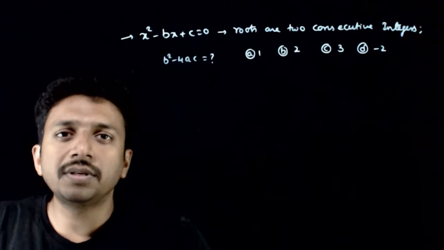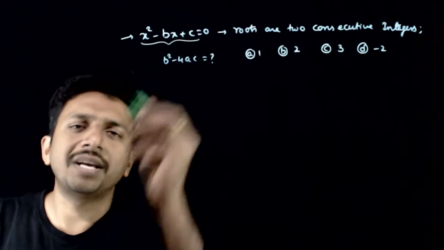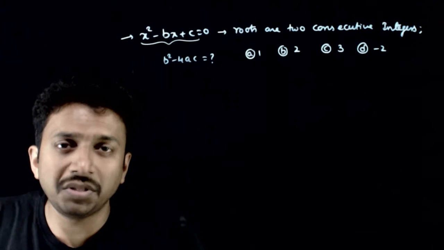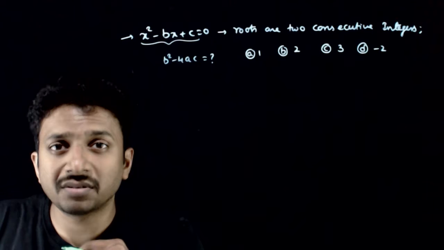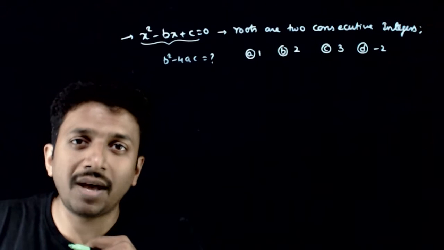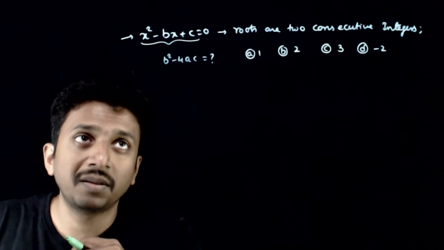So welcome students. In this question, you're given a quadratic equation x square minus bx plus c is equal to 0, and the roots of this equation are two consecutive integers. If that is so, what is the value of b square minus 4ac?